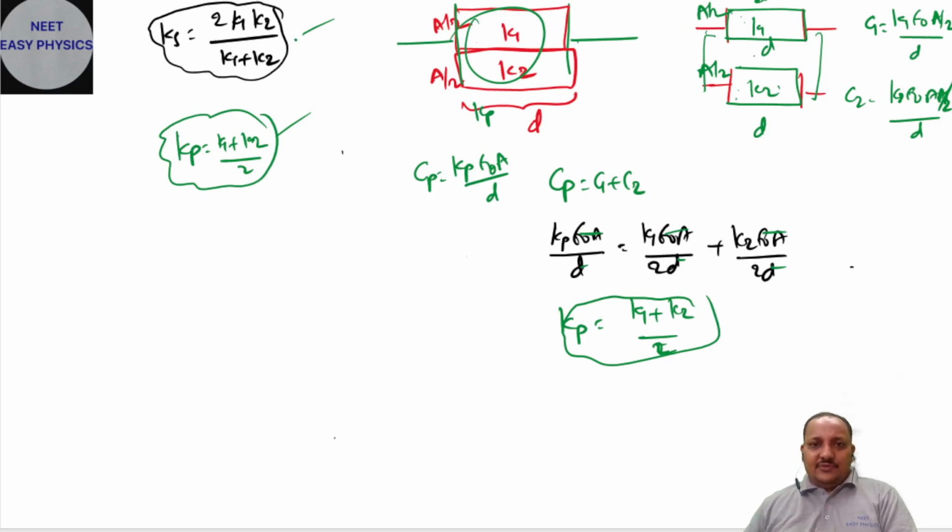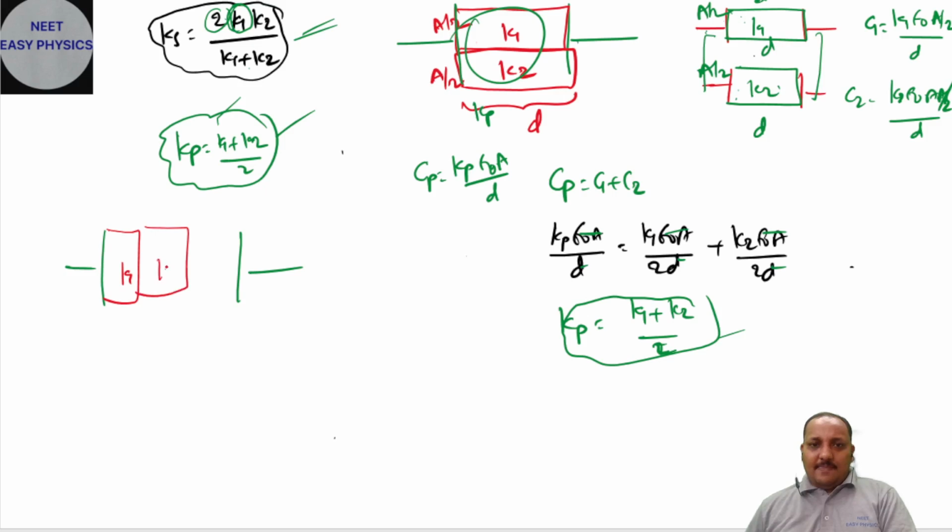We get this K in three places: thermal conductivity, spring constant, and now dielectric constant. Sometimes 2 will come, sometimes 2 will not come. In average velocity also, it is 2v1 v2 by v1 plus v2. Like this, you can remember: series means this is the formula, parallel means this is the formula.